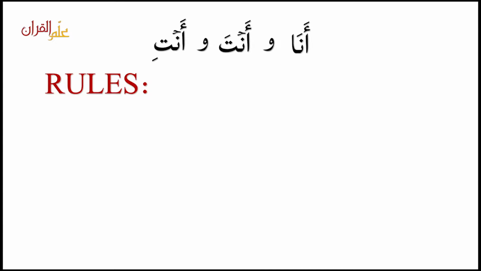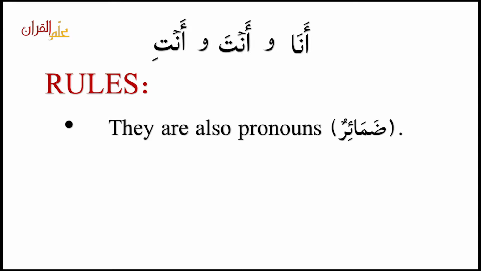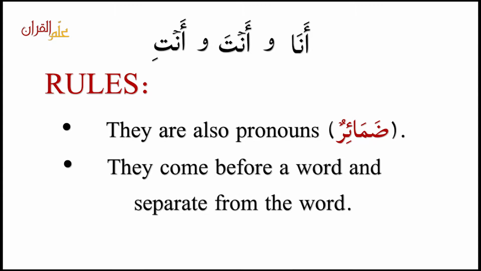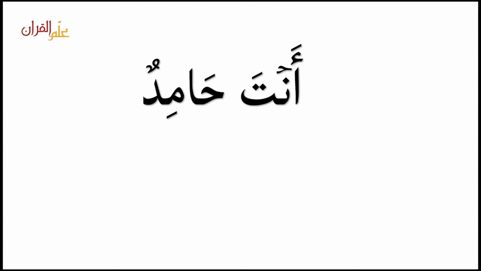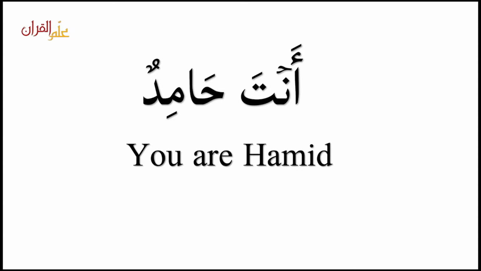The rules are that أنا, أنت and أنتِ are pronouns. In Arabic they are called ضمائر. They come before a word and are separate from the word. For example, أنت حامد, you're Hamid. So أنت is separate from Hamid and it is coming before Hamid.